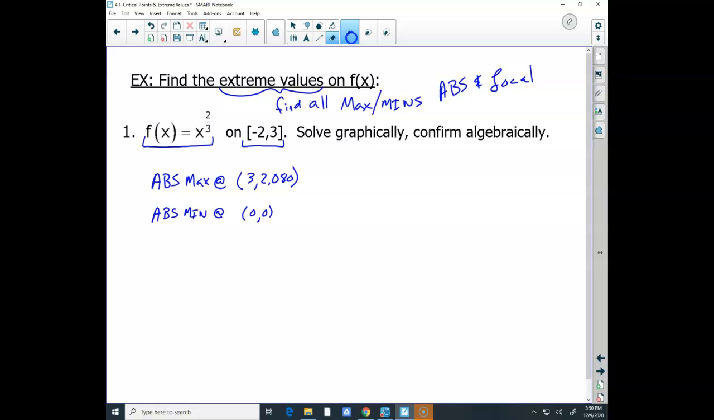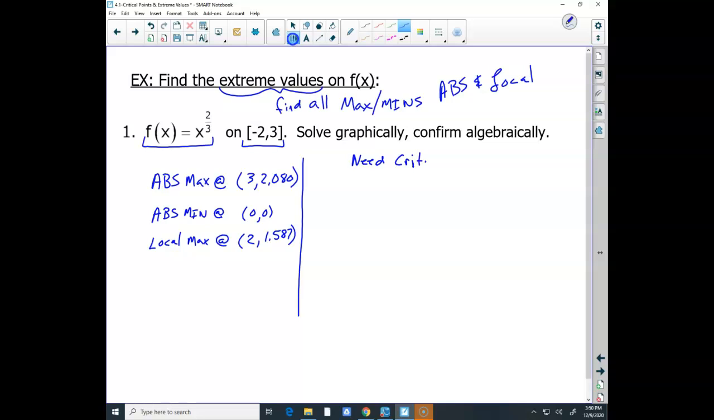Okay, in this case, I also had a local max. And that local max happened to be at -2, 1.587. Okay, so now we're going to do this algebraically. Well, in order to find extreme values algebraically, we need critical points.